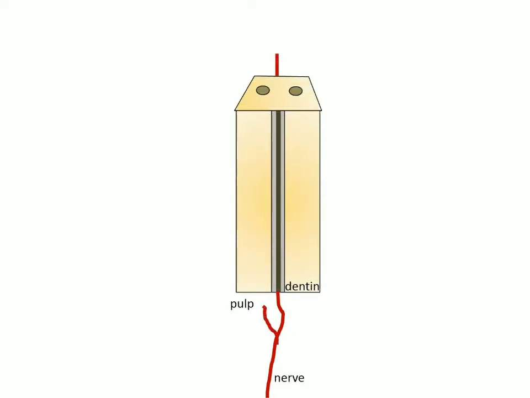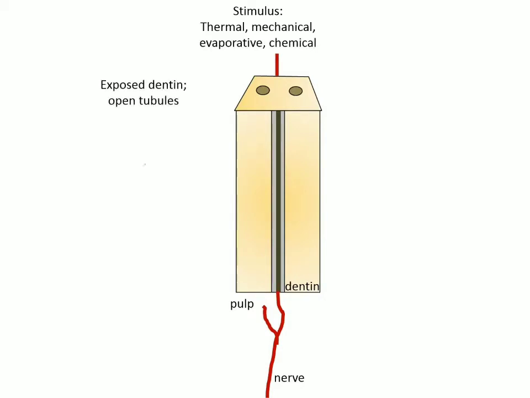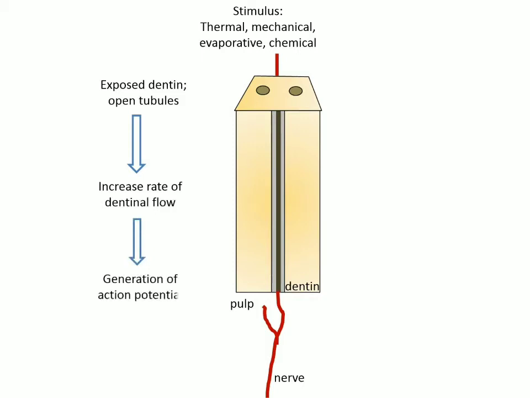In response to stimuli such as thermal, mechanical, evaporative or chemical stimulus, the dentinal tubules in the exposed dentin open up. The rate of dentinal fluid flow in these open exposed tubules is increased. This consequently results in the generation of an action potential, which then passes to the brain and results in the sensation of pain. So the agents used for the treatment of dentin hypersensitivity function at one or more of these steps.